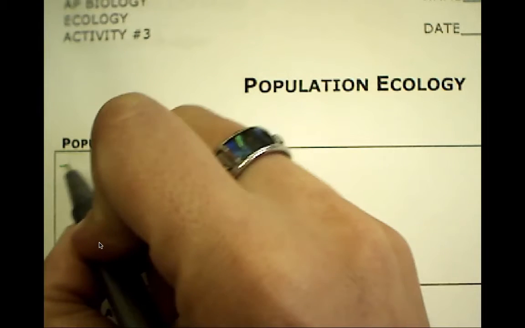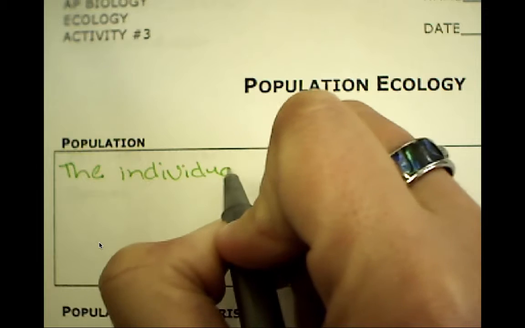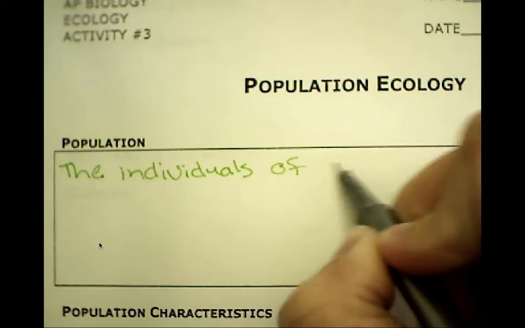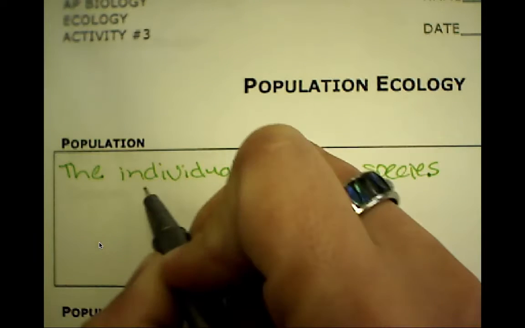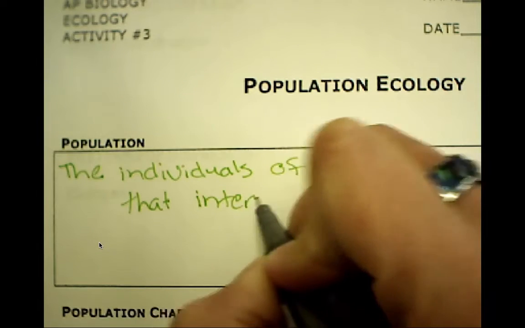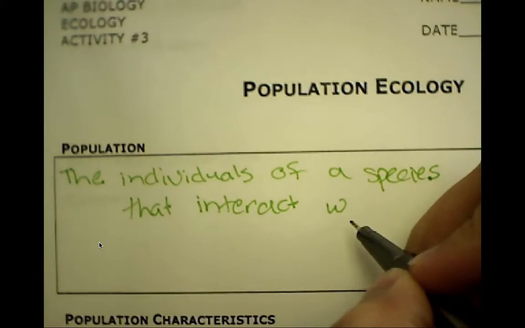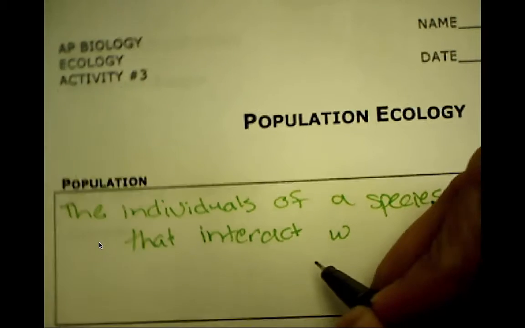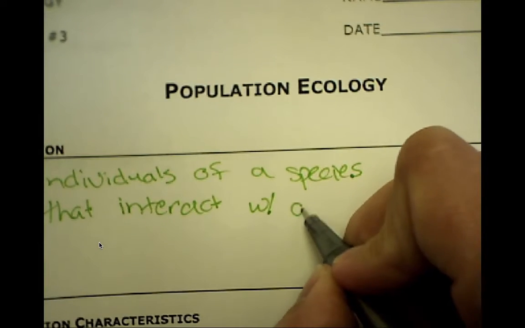We've talked about it before, but it's the individuals of a species that interact with each other. And they can interact in positive ways and in negative ways. Mostly, usually in a population, you're going to interact in positive ways. You're going to do things like mate and help each other and all those kinds of things with one another.